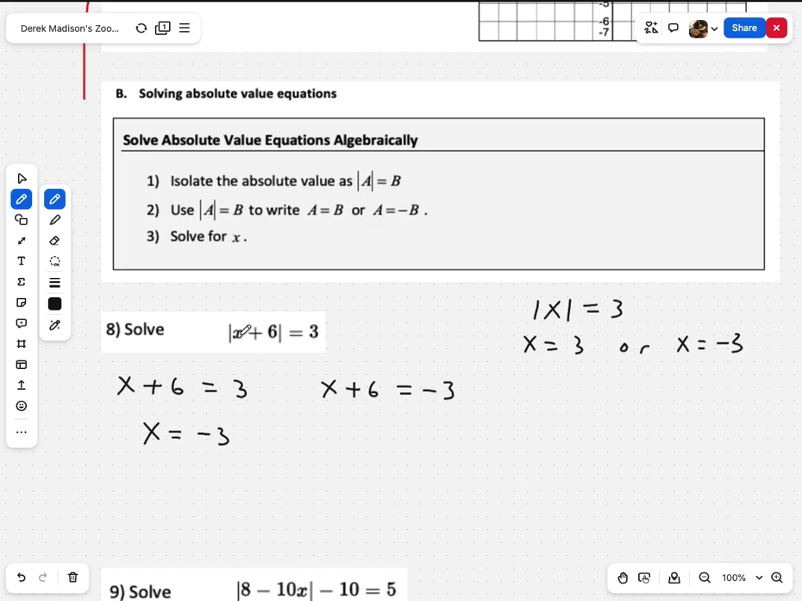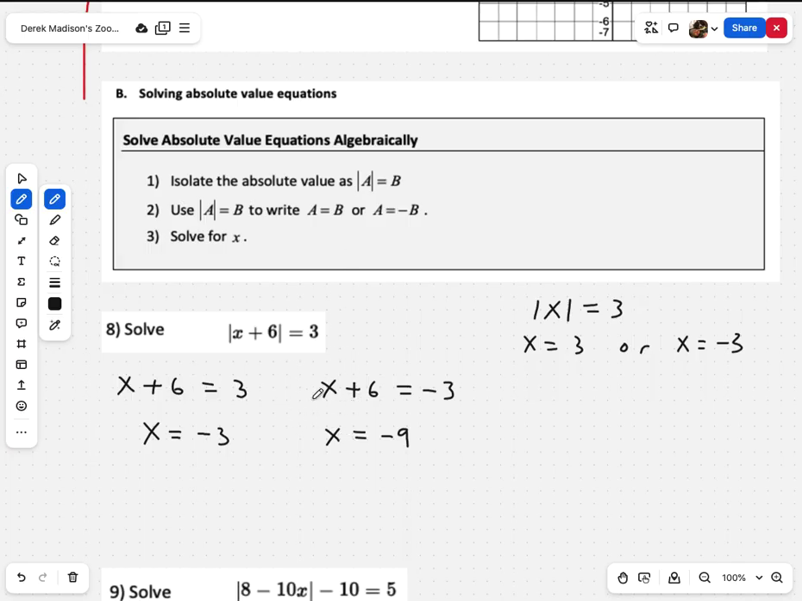That makes sense if I put it in here. Negative 3 plus 6 would be absolute value of 3 is 3. And this side, subtract that over, and I get x equals negative 9. That also makes sense because negative 9 plus 6 would be negative 3, and then absolute value of negative 3 makes 3. And that's pretty much what there is to solving these.